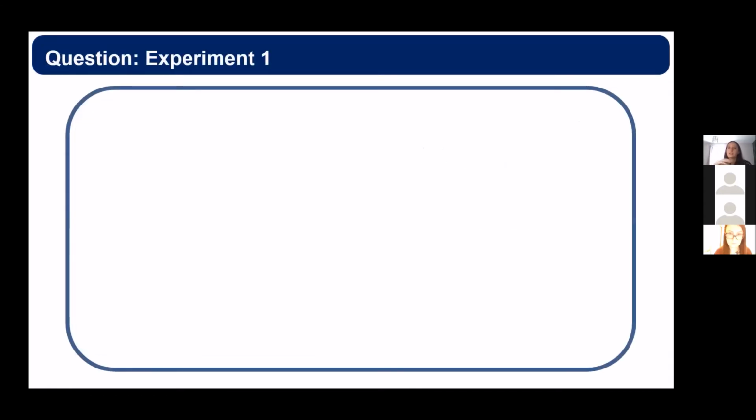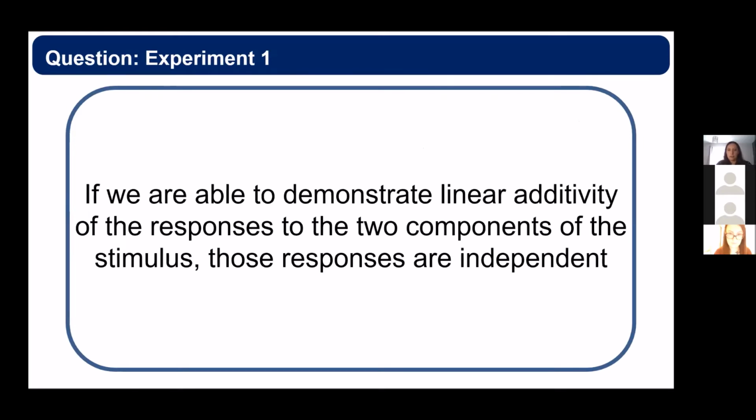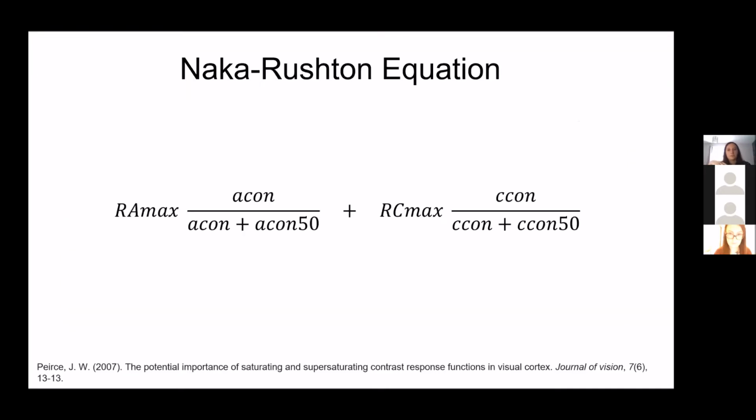So our question for our first experiment is, are we able to demonstrate linear additivity of the responses to the two components of the stimuli? This will do two things. Demonstrating linear additivity gives us confidence in the method, but also further examining this additivity, for example, in different color directions, we can look at the independence and interdependence of neuronal populations that encode for color.